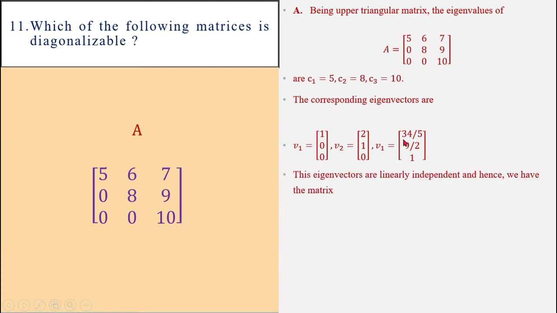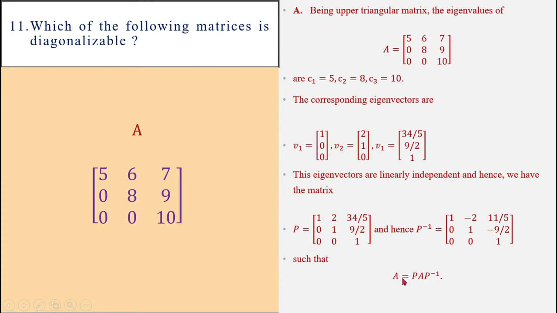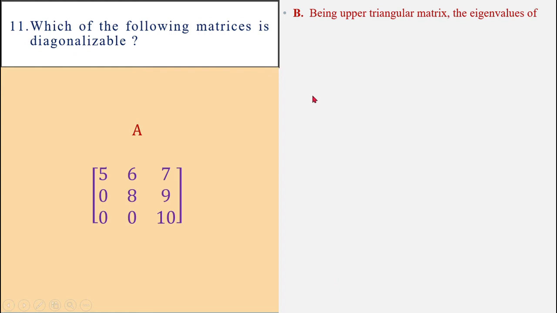As these eigenvectors are linearly independent, we have the matrix P which is invertible. Here P is equal to 1 0 0, 2 1 0, 34 by 5, 9 by 2, 1, from the independent eigenvectors, and we get its inverse as it is invertible, such that A is equal to P D P inverse. So this concludes that A is diagonalizable.